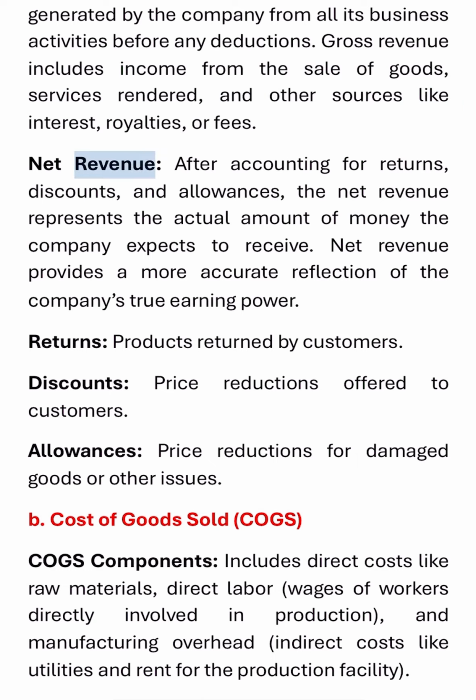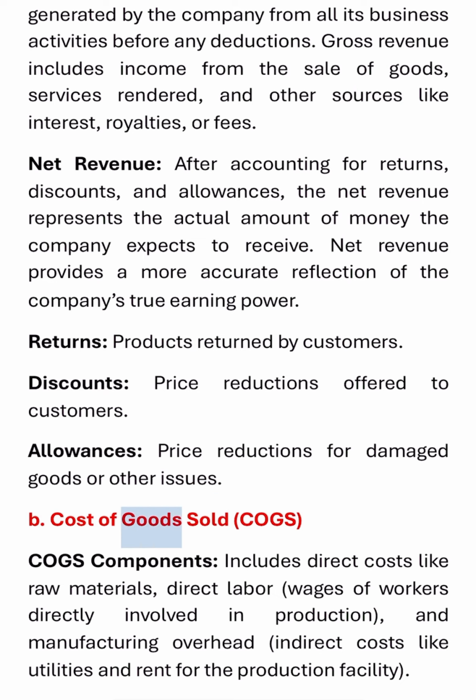Net revenue. After accounting for returns, discounts, and allowances, the net revenue represents the actual amount of money the company expects to receive. Net revenue provides a more accurate reflection of the company's true earning power. Returns. Products returned by customers. Discounts. Price reductions offered to customers. Allowances. Price reductions for damaged goods or other issues.